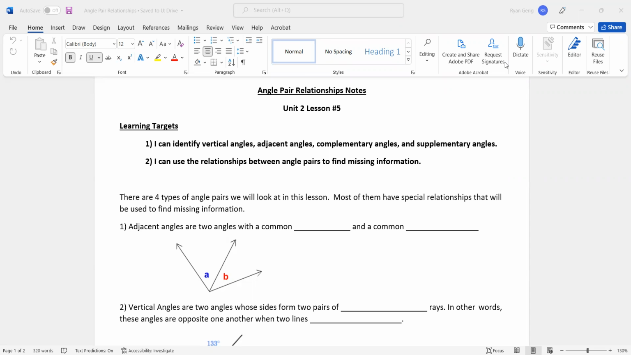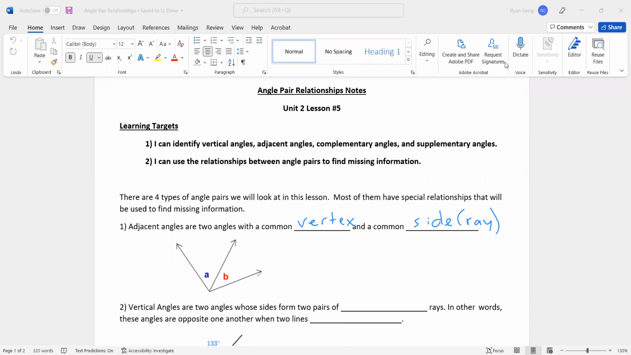All right. So angle pairs. There are 4 types of angle pairs we're going to look at in this lesson. Most of them have special relationships, characteristics that you can use. All right, the first pair are called adjacent angles. Adjacent angles are 2 angles with a common vertex and a common side. And remember, a side in an angle is also a ray.